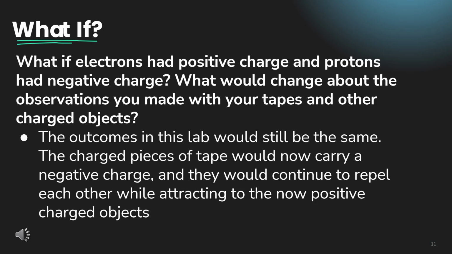Electrons had positive charge and protons had negative charge. What would change about the observations you made? So the outcomes in this lab would still be the same. The charged pieces of tape would now carry a negative charge, and they would continue to repel each other while attracting to the now positive charged objects.